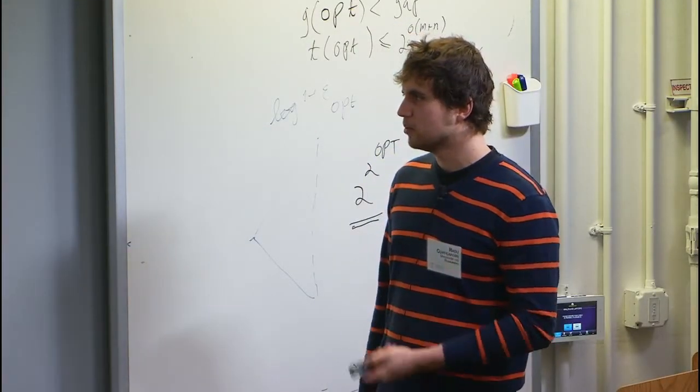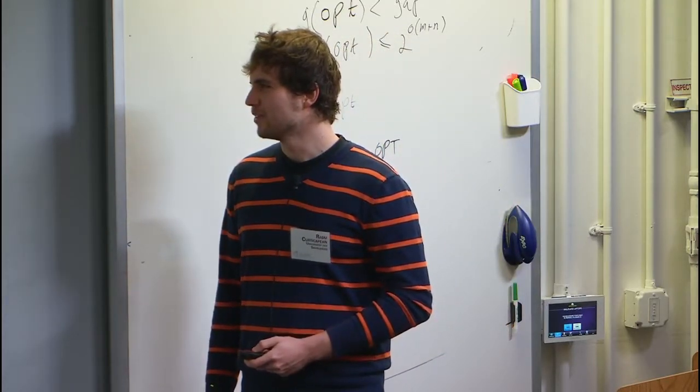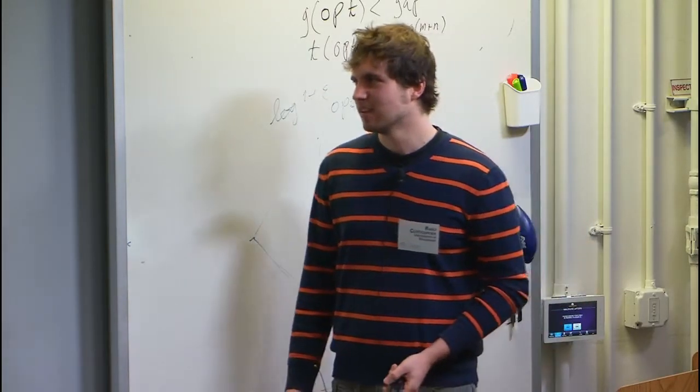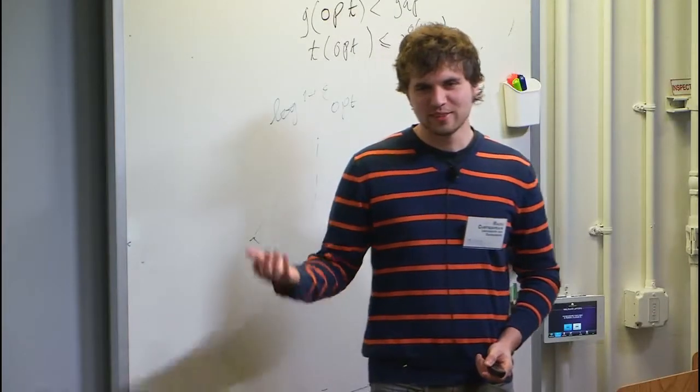Here you can see a person who was trying to count 3 matchings in a graph, and she collapsed over the task. So this picture should somehow visually convey to you that counting K matchings is sharp W1 hard. Where did you get this from? I took it myself. I mean, it's hard to get this as a stock photo.